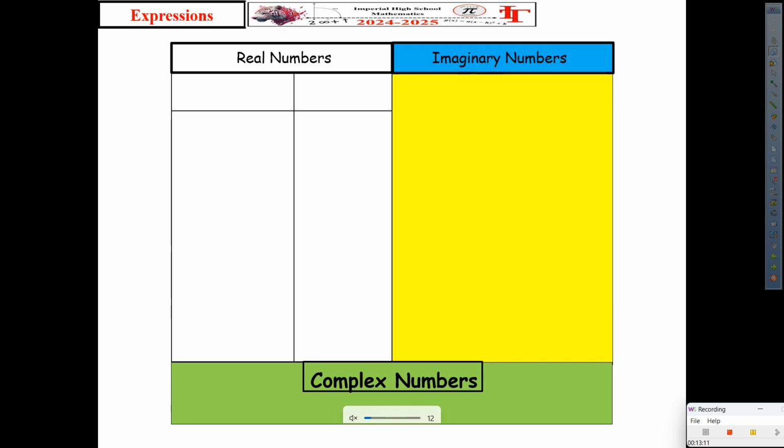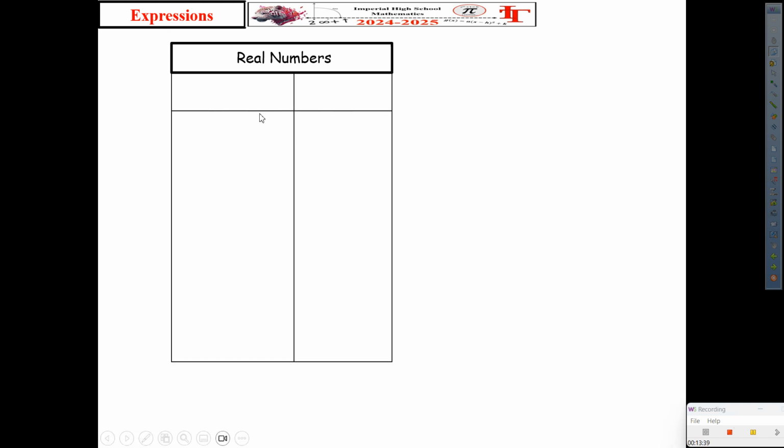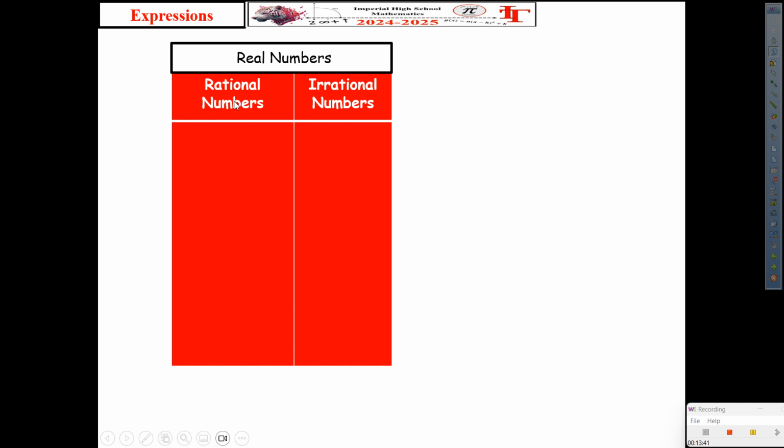Look up. Real numbers have two subsets of numbers in there. What are they, Mr. Q? Well, they're divided into rational numbers and irrational numbers. Don't write this down, you're just paying attention. What's the difference between one and the other?